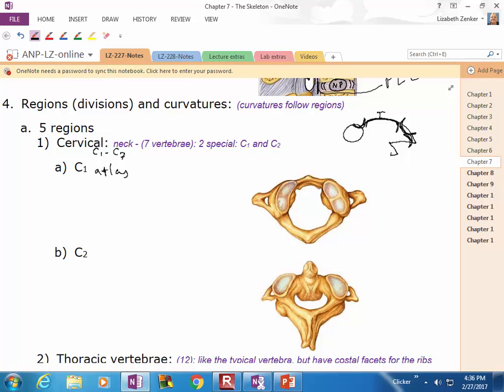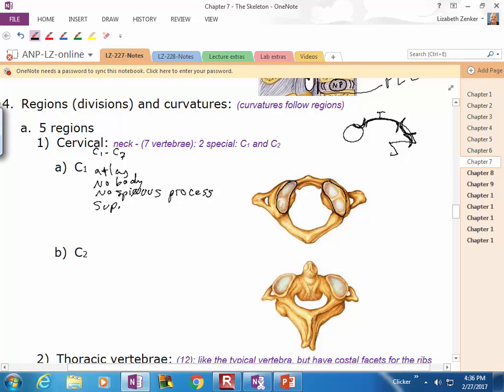So this area here is what's articulating with the occiput, okay? And there is no body. See how there's no body there, right? There is no spinous process. So this is why it's atypical. It doesn't look like the other vertebrae. The superior articulating processes are mounted on lateral masses for articulation with the occipital condyles.